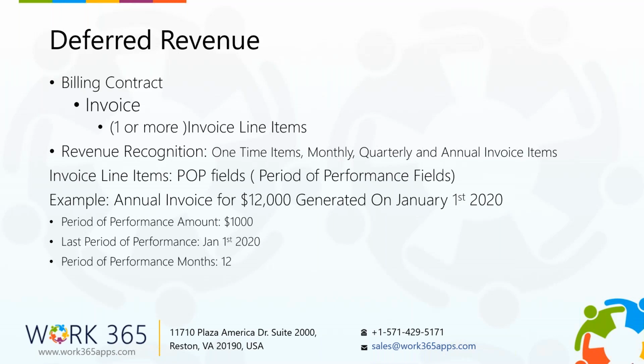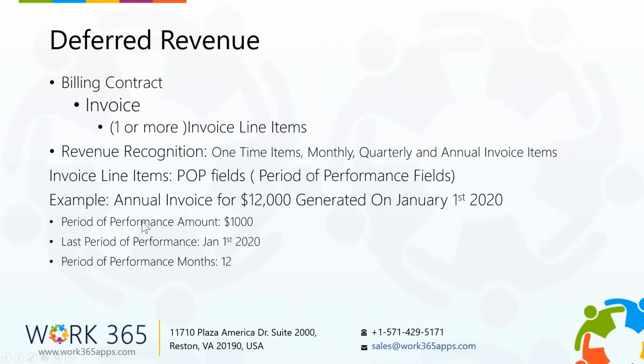of performance. Work 365 has these fields within each invoice line item. We call them period of performance fields. What that means is, if you have a monthly invoice, the period of performance is usually 1, because 1 month is when you'd recognize the revenue.